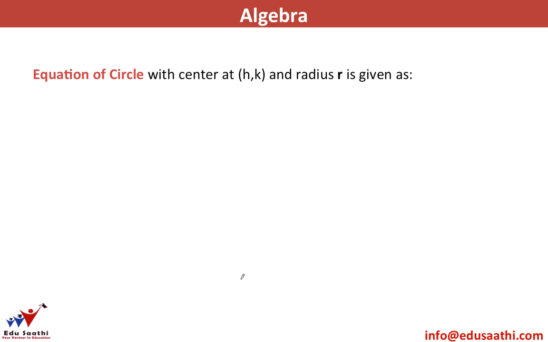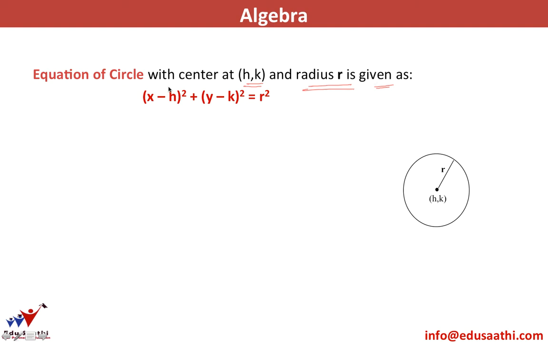Equation of the circle with center at h, k and radius r would be given as x minus h whole square plus y minus k whole square is equal to r square. So you need to know the center h, k and you need to know the radius. There are two things that you need to know: one is the coordinates of the center and second is the radius. So it will be x minus h whole square plus y minus k whole square equals r square.